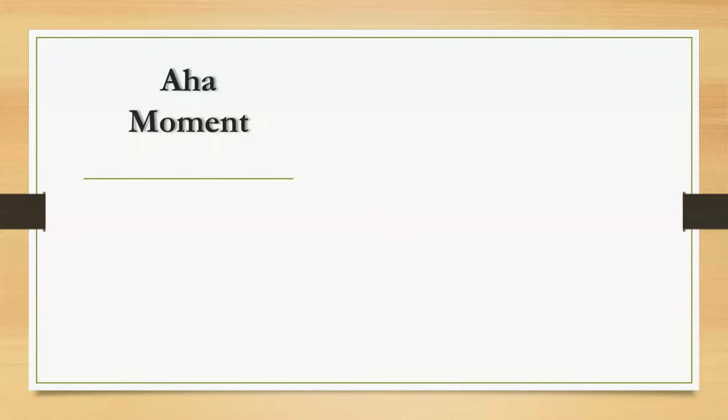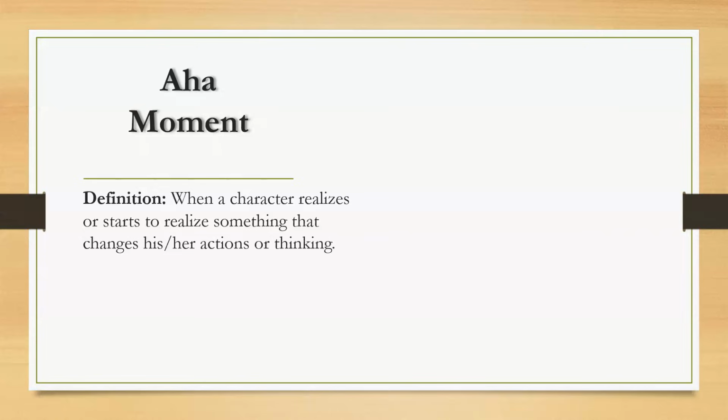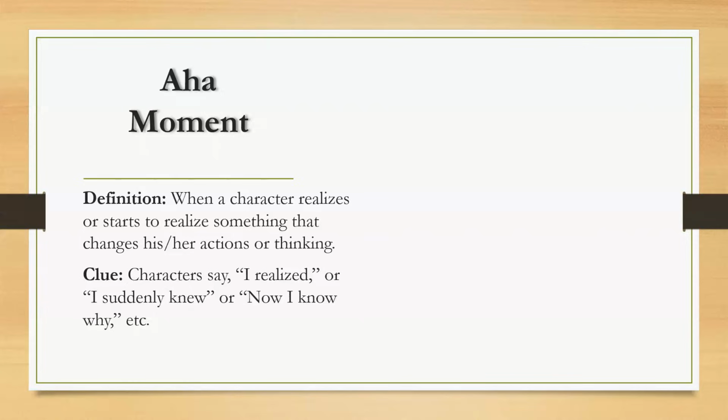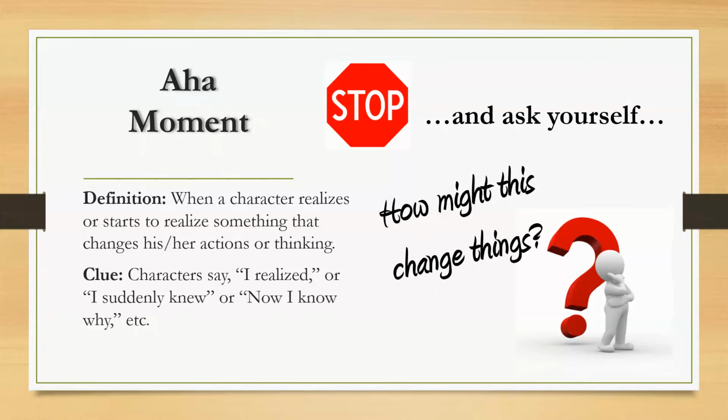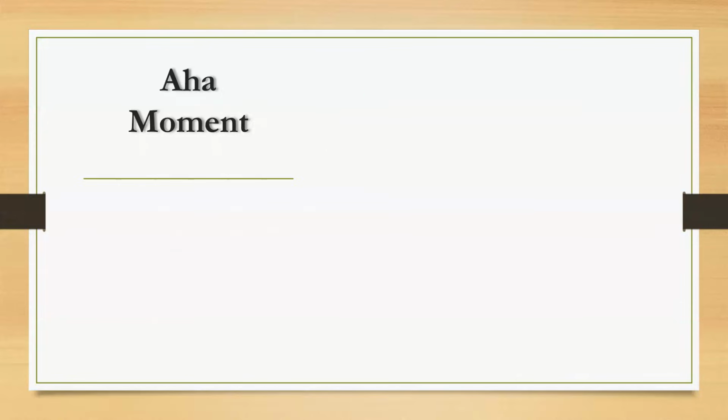Here's our second signpost, the aha moment. An aha moment is when a character realizes or starts to realize something that changes his or her actions or thinking. Clues to this are when characters say things like, I realized, or I suddenly knew, or now I knew why, things like that. When you come across an aha moment, you stop and you ask yourself, how might this change things? Here's another example of the aha moment.